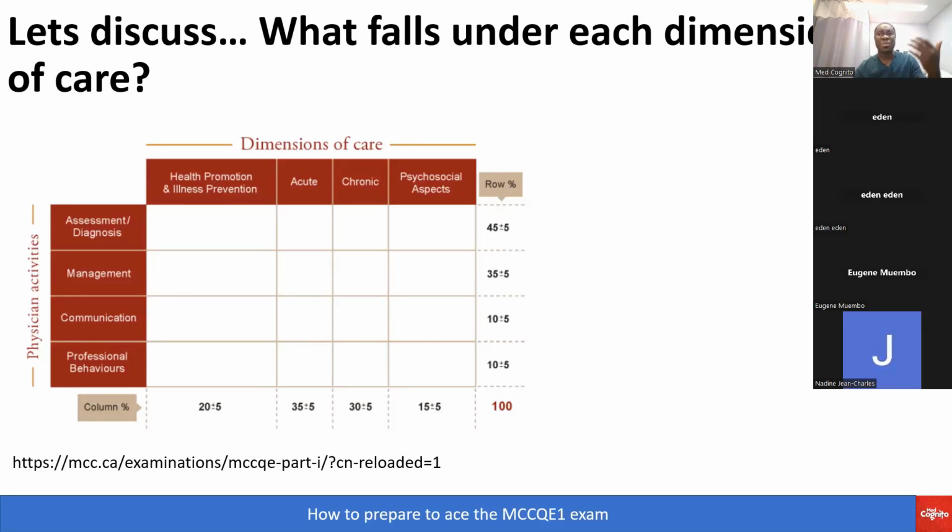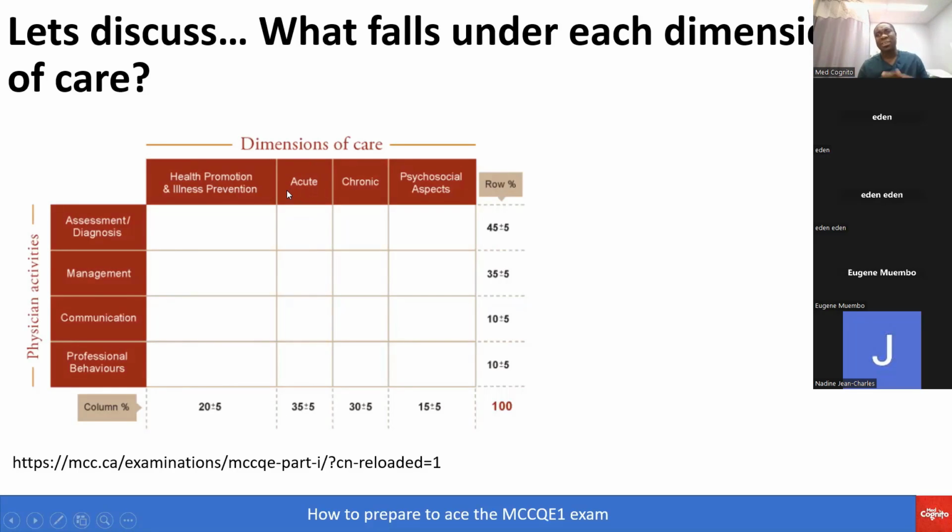When are you going to do mammogram? Will you screen people for prostate cancer? At what age will you start screening people for diabetes? Which people will you start screening earlier for diabetes? It all falls under health promotion and illness prevention. But then you realize that that is 20 plus 5. So the weight of that is not as much as acute care.